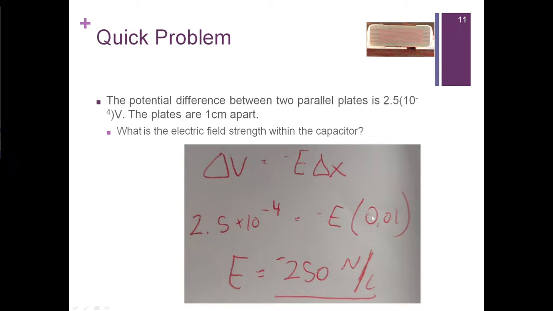Plug in our delta V. Again, all voltages are technically delta V. Even if a formula has just normal voltage in it, there's still the implication that it's the difference in potential between two spots. So sometimes the delta might not be there, but it's always kind of implied. Plates are 1 centimeter apart. Convert that to meters, and that gives us an E field strength within the capacitor of 250 newtons per coulomb.